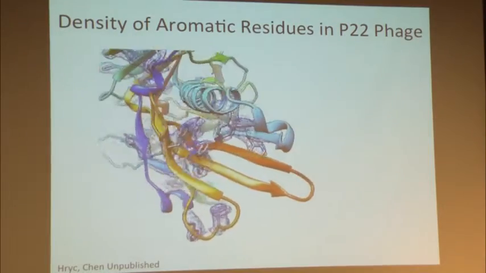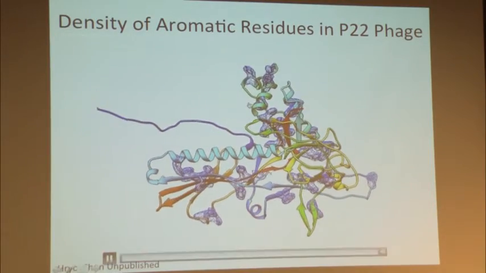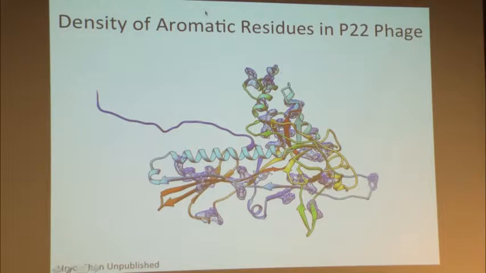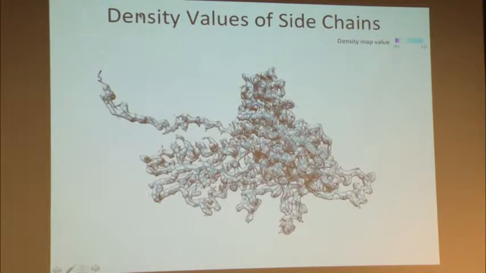Having done this, we then asked the next question: do all the side chains look as good? Because there are 20 amino acids. So we looked at the density value at every side chain. And interestingly, in this movie I'm going to show you, the density values of all the side chains are not equally good. So this movie shows you some side chains that actually are not as good.